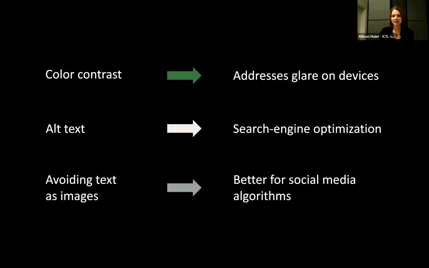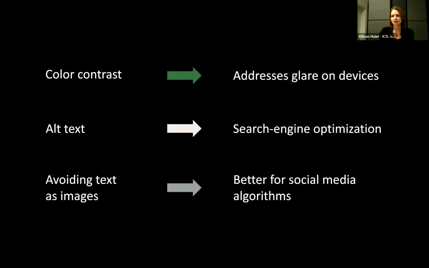And as Haley mentioned, alt text is key for search engine optimization as well. So in addition to being an accessibility consideration, it's also going to help people navigate to your site and find your content if you're prioritizing alt text. And avoiding text as images is also just better practice when you're thinking about social media.